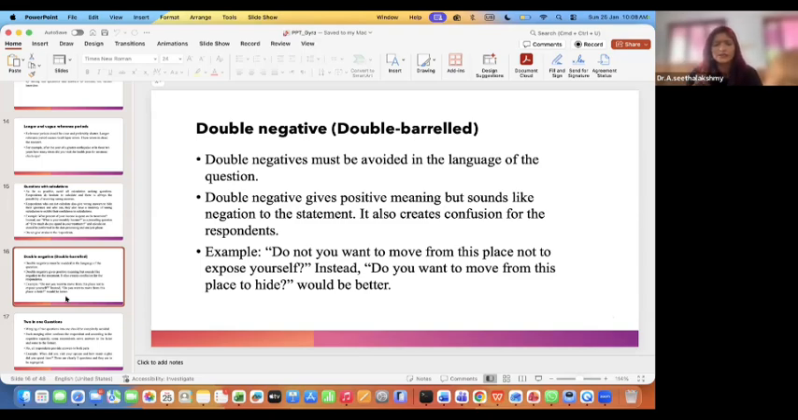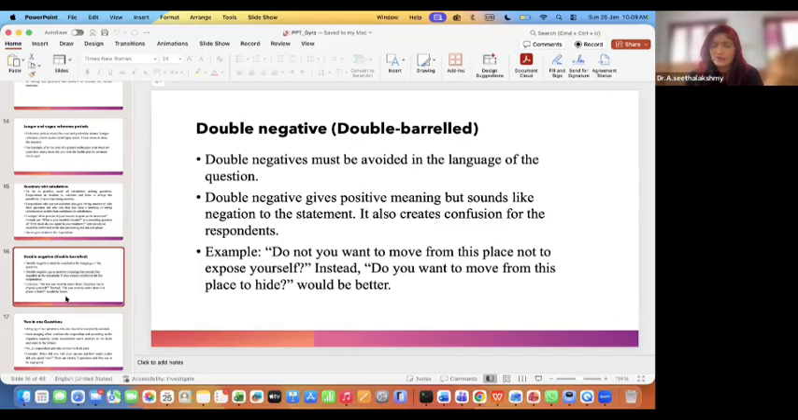Okay, you will unite all those things. See, two negatives actually become a positive, correct? So for example, "Don't you want to move from this place not to expose yourself?" There are two questions. You can make it more simple. Always use direct positive questions, no negative questions. State it in another way, like, "Do you want to move from this place to hide?" Easiest one, not to expose yourself. All those double negatives actually give a positive meaning.